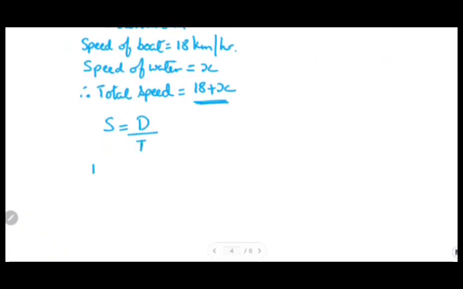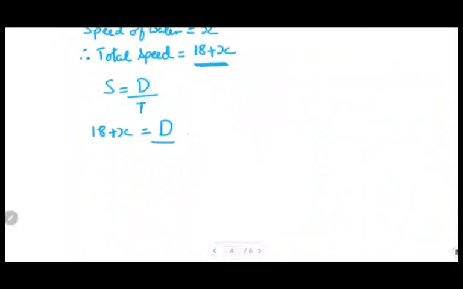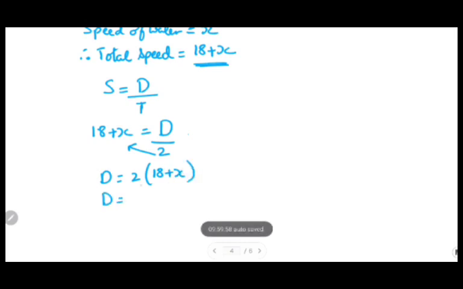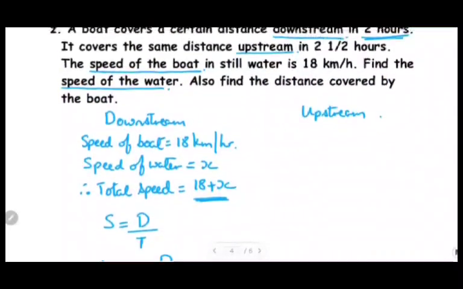Speed we've got, which is 18 plus x. Distance we don't know. All we know is it is the same. Okay, and what's the time? The time stated is 2 hours. Alright, so distance is equal to twice 18 plus x. So distance is 2 into 18, 36 plus 2x. Okay. Now, we move on to upstream.